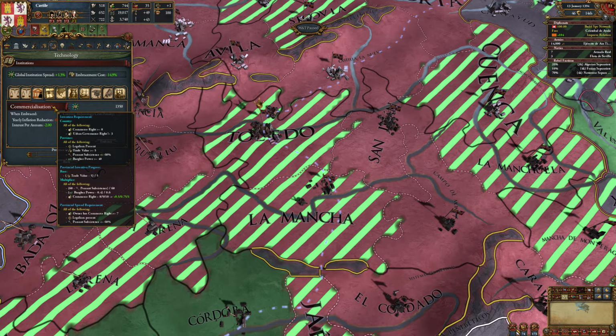And then, based on the amount of trade value in the province, you get some provincial invention progress, which is multiplied by all of the following. I'm not going to read through all of this, but this is how you see how you can invent it. And then there is a provincial spread requirement. It requires that an owner has a commercial right of 7 or greater, legalism present, and a peasant subsistence of less than or equal to 60% in order to spread.